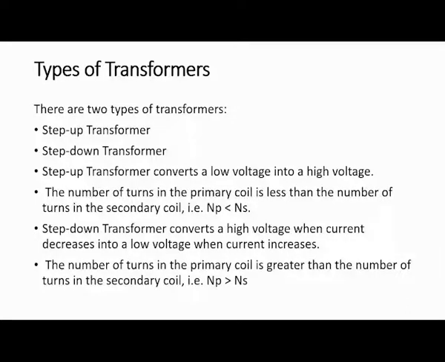For a step down transformer, it aims to convert high voltage to low voltage. Therefore, the number of turns on the primary coil in a step-down transformer is greater than the number of turns on the secondary coil. The letter NP stands for number of turns on the primary coil, NS stands for number of turns on the secondary coil.